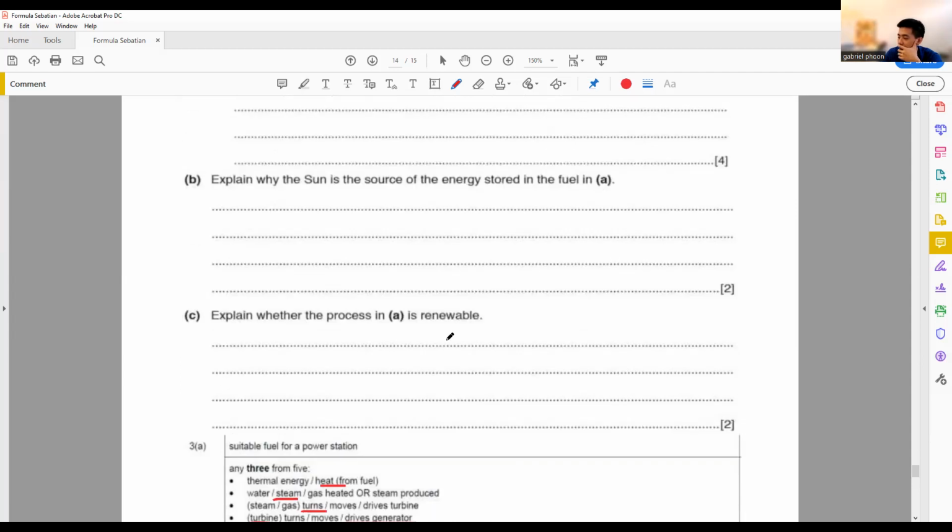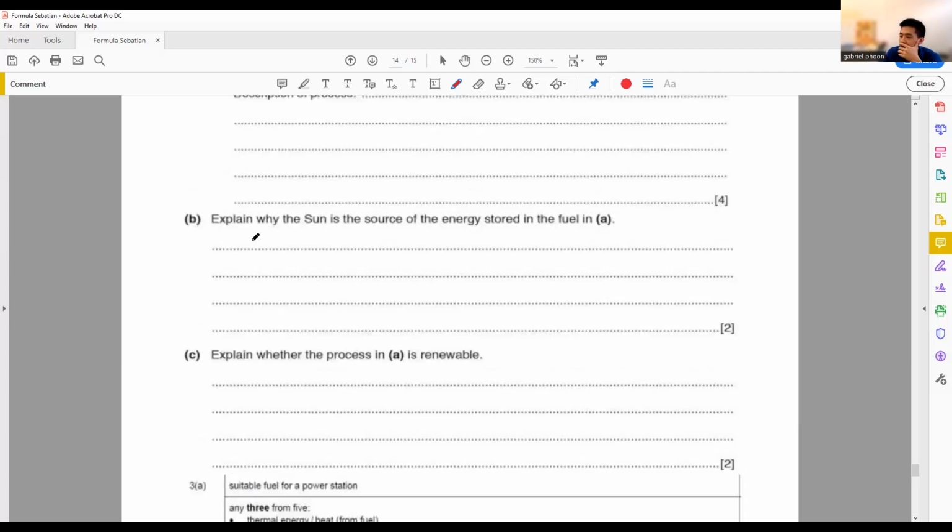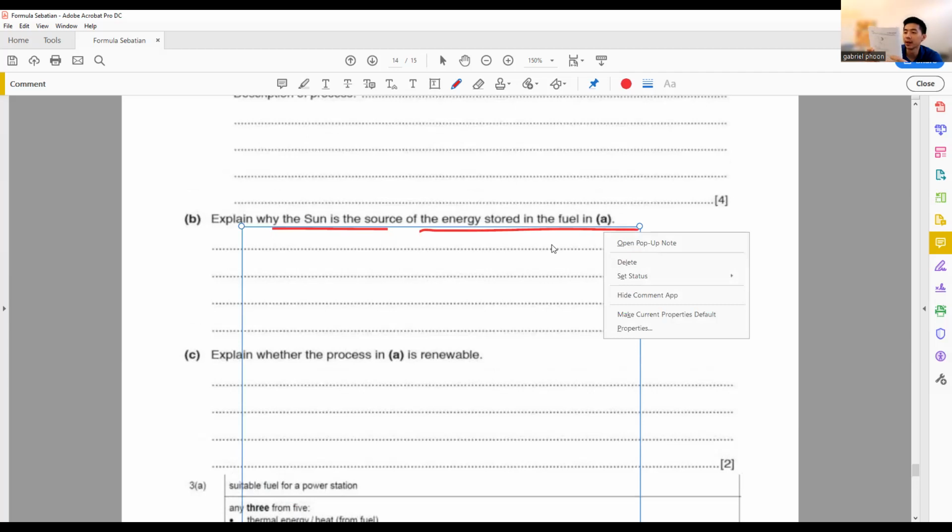The rest is okay, don't worry about it. Okay. Anyways, explain why the sun is the source of energy stored in the fuel. How is fuel generated here? You know, fuel is from dead dinosaurs, right? Sun is renewable. Or the fossil fuel released. You're not answering the question, bro.